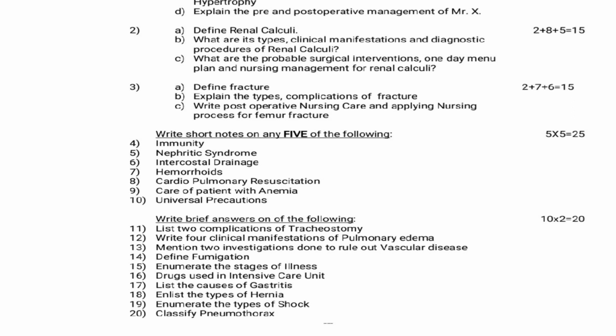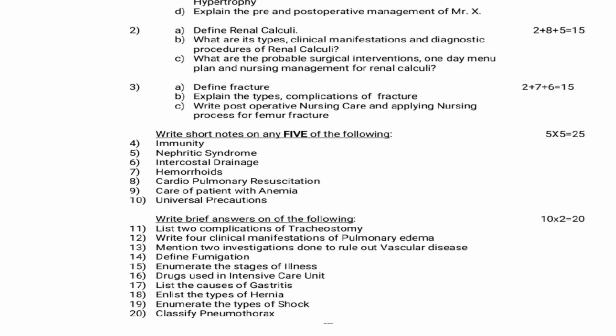11th question, list 2 complications of tracheostomy. 12th question, write 4 clinical manifestations of pulmonary edema. 13th question, mention 2 investigations done to rule out vascular disease.